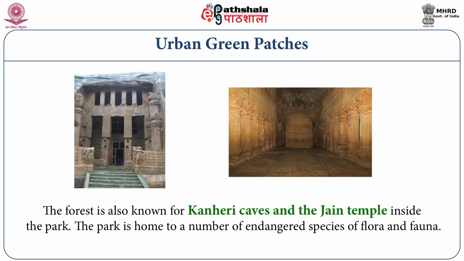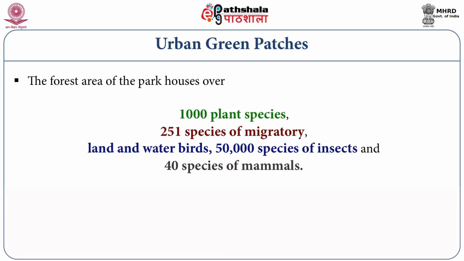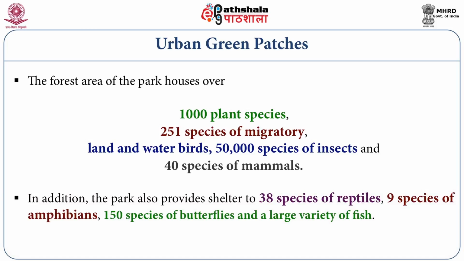The park is home to a number of endangered species of flora and fauna. The forest area of the park houses over 1,000 plant species, 251 species of migratory land and water birds, 50,000 species of insects, and 40 species of mammals. In addition, the park also provides shelter to 38 species of reptiles, 9 species of amphibians, 150 species of butterflies, and a large variety of fish.